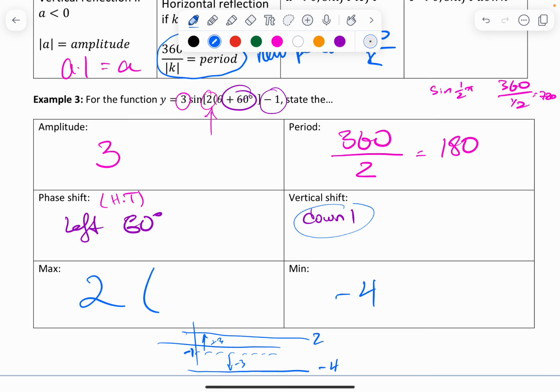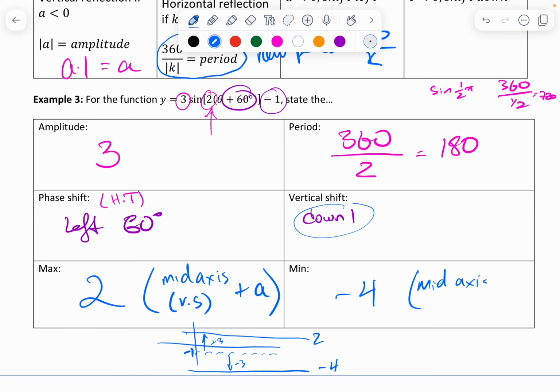So you can always think of the maximum as the middle axis, which is like the vertical shift, plus the amplitude. And the minimum is the middle axis, which is like the vertical shift, minus the amplitude. Okay? And that's it.